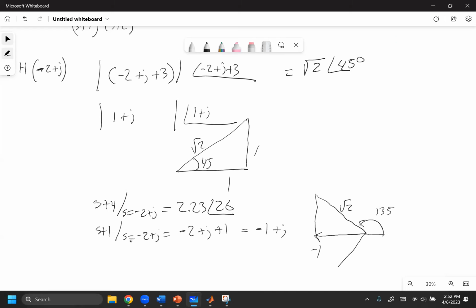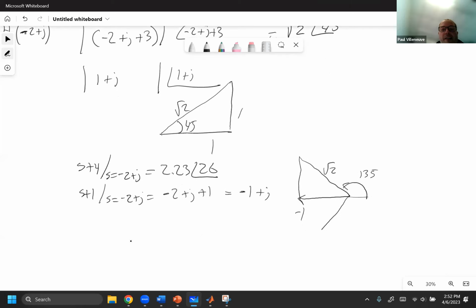Yeah, I just saw there's no negative sign on my calculator, so that's what I got. If you ever get stuck, you can always draw the angles that way. So that's going to be equal to square root of 2 at an angle of 135. Jacob, would you be willing to give me S plus 2, evaluated at S equals -2 plus J?